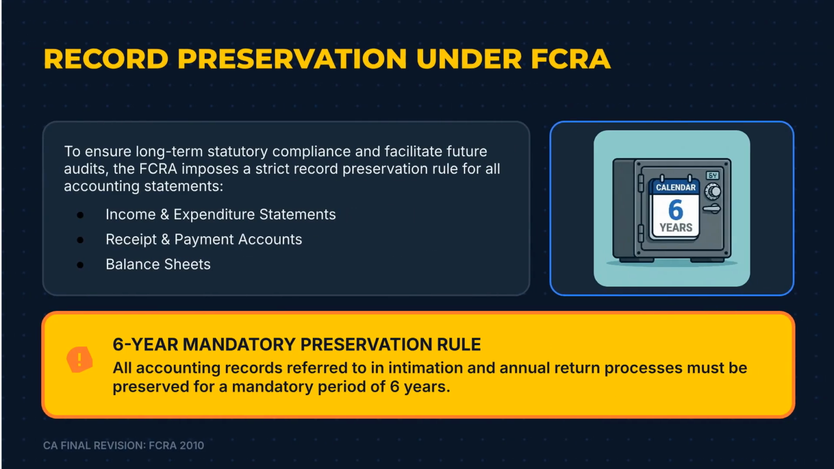Filing remains mandatory. Compliance does not end after filing returns. The FCRA also imposes record retention requirements. All accounting statements relating to foreign contribution, including the Income and Expenditure Statement, Receipt and Payment Account, and Balance Sheet, must be preserved for a period of 6 years. The purpose is to facilitate future inspections, audits, investigations, and regulatory verification. Think of these records as the organization's compliance history. Even years after a transaction occurs, authorities should be able to trace and verify how foreign contributions were received and utilized.